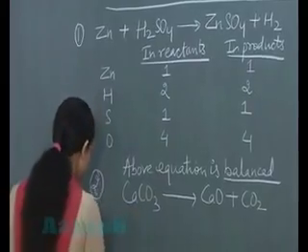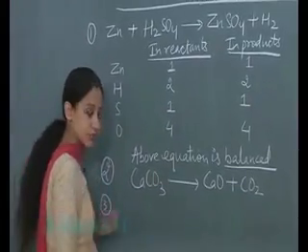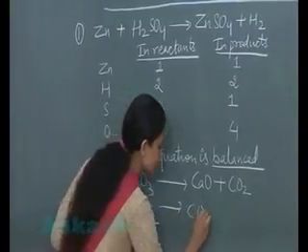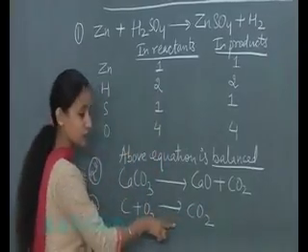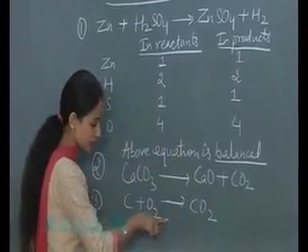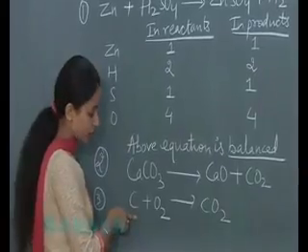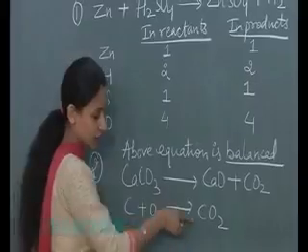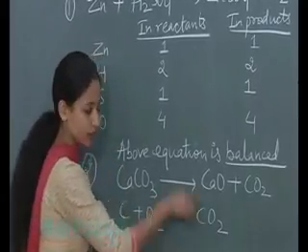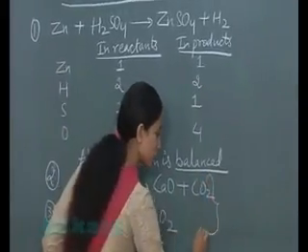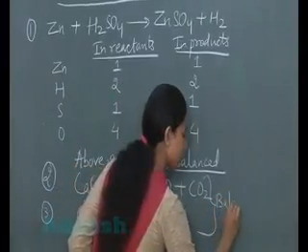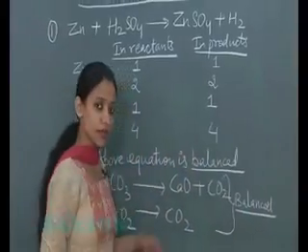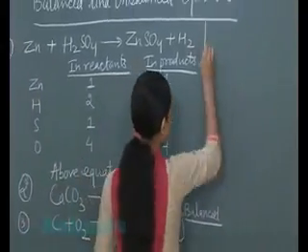Third example, the equation representing the reaction between carbon and oxygen giving you carbon dioxide. Now students, I hope it is clear that this equation is a balanced equation because there is one atom of carbon in the reactant side and one in the product side, and 2 atoms of oxygen in the reactant side and 2 atoms of oxygen in the product side. So these 2 chemical equations are balanced chemical equations. Let's come on to another example.